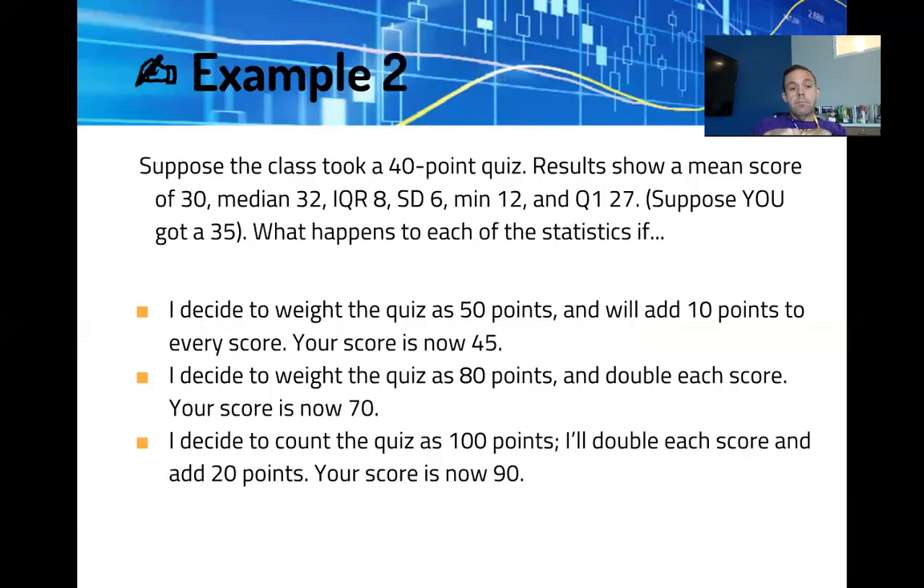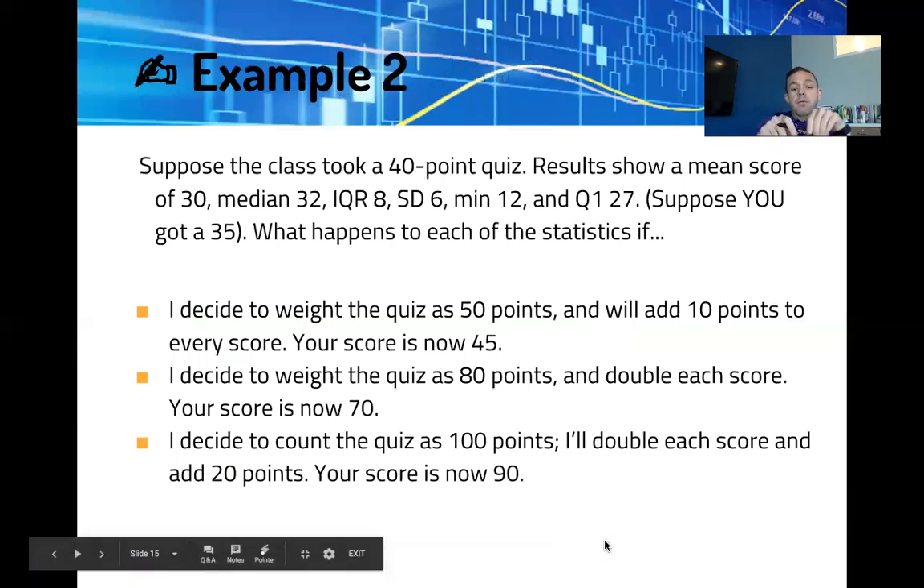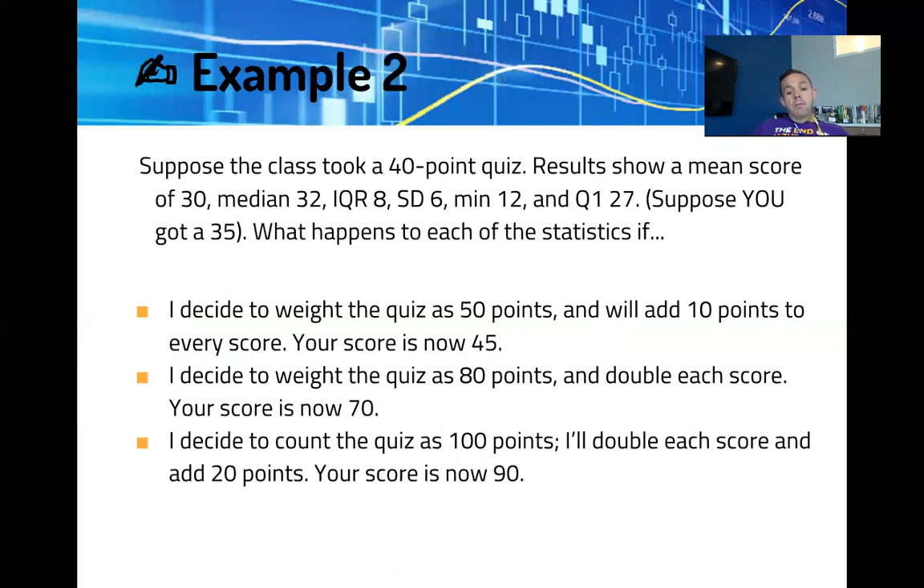Okay? So let's try example 2. Suppose a class took a 40-point quiz. Results show a mean score of 30, median 32, IQR 8, standard deviation of 6, minimum of 12, and Q1 of 27. Suppose you got a 35 on this. What will happen to each of the statistics if I decided to weight the quiz as 50 points and add 10 points to every score? Your score is now a 45. Or if I decided to weight the quiz as 80 points and double each score, your score is now 70. And if I count the quiz as 100 points, I'll double your score and add 20. So let's see what happens to all of my measures.